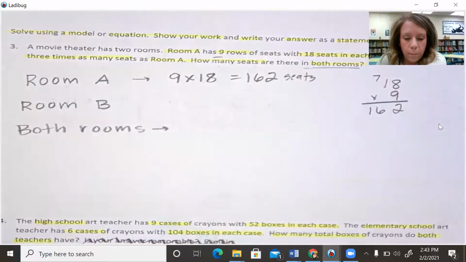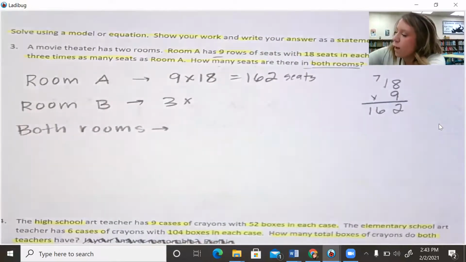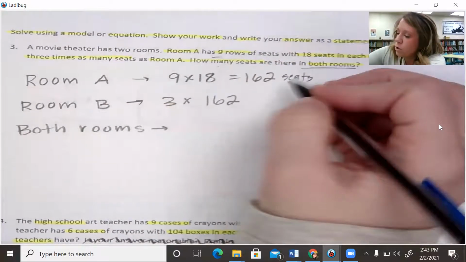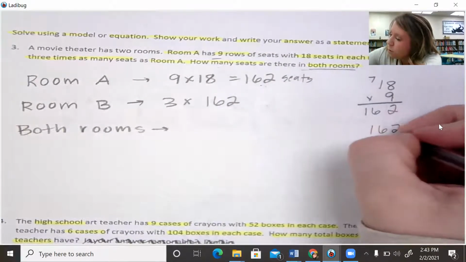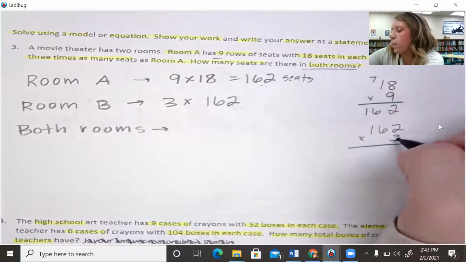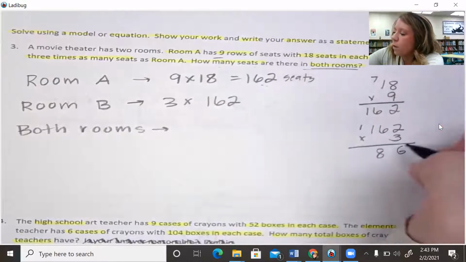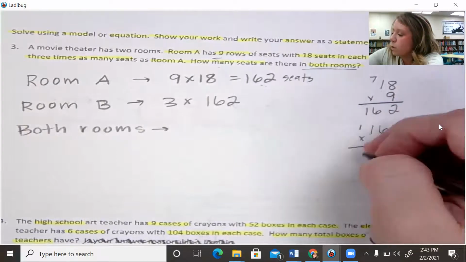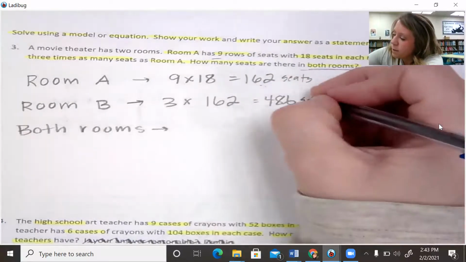What do we know about room B? Room B has 3 times as many seats as room A. And I know room A has 162. Just figured that out. So I'm going to take my 162 and multiply it by 3. 3 times 2 equals 6. 3 times 6 equals 18. I put down my 8, carry my 1. 3 times 1 equals 3, plus 1 equals 4, for a total of 486 seats.